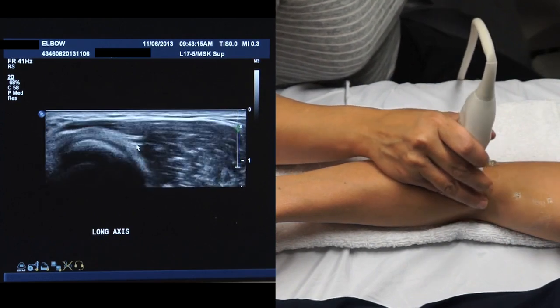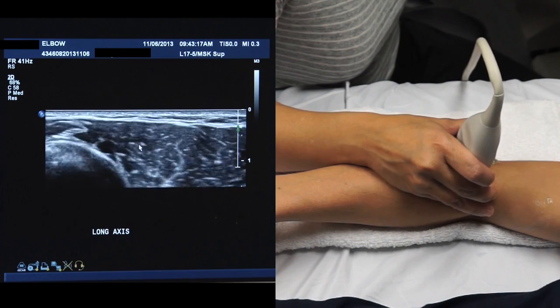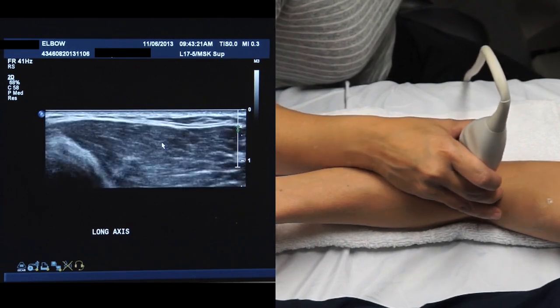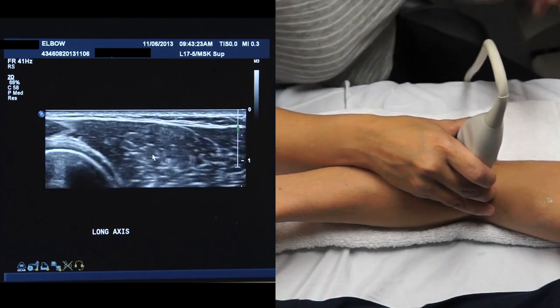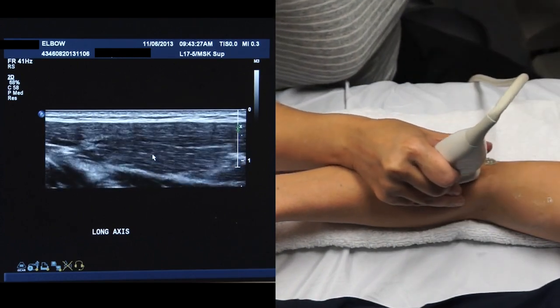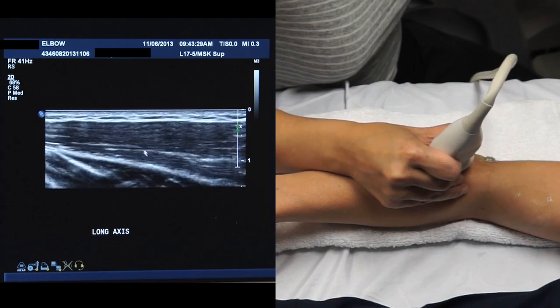Another example is looking at the short axis through a muscle. So you see the cross section of the muscle fibers and the fascia versus the long axis where you see that pennate structure of the muscle. And you see the fibers going alongside the image.